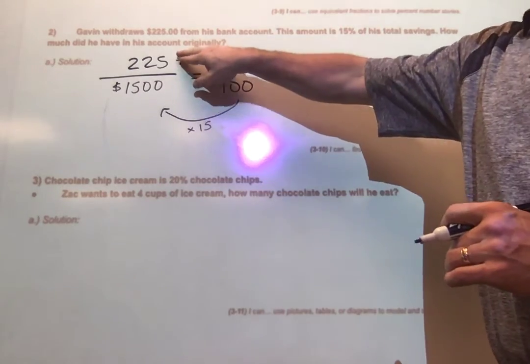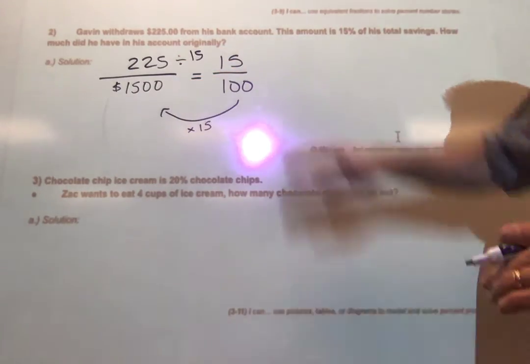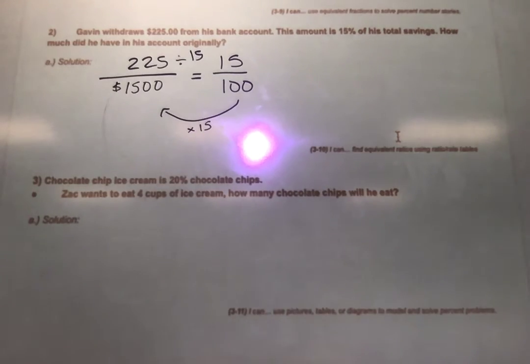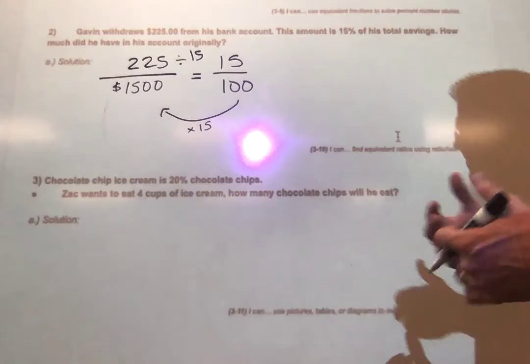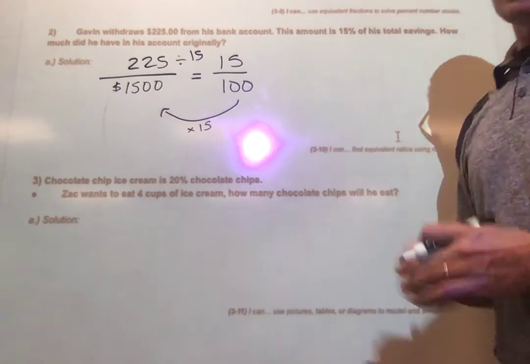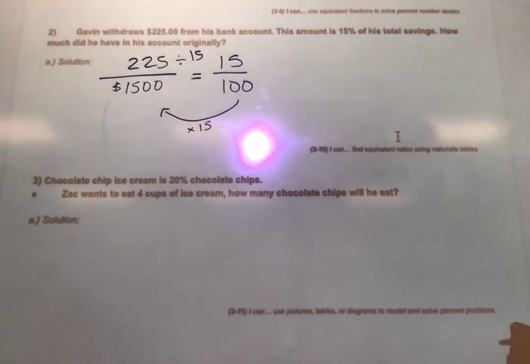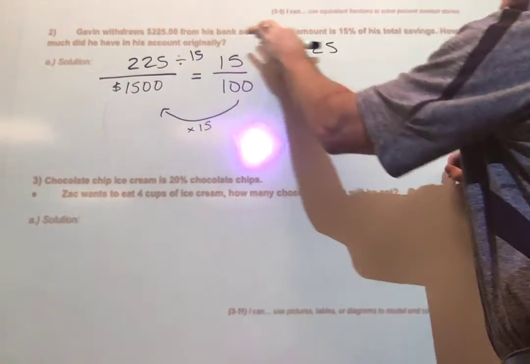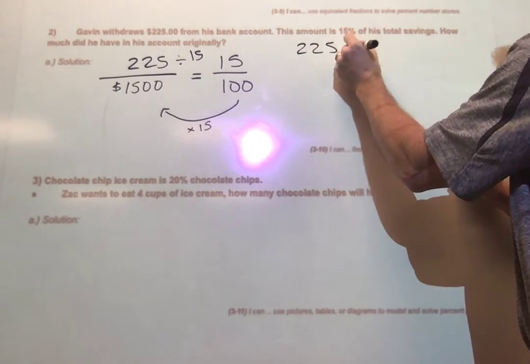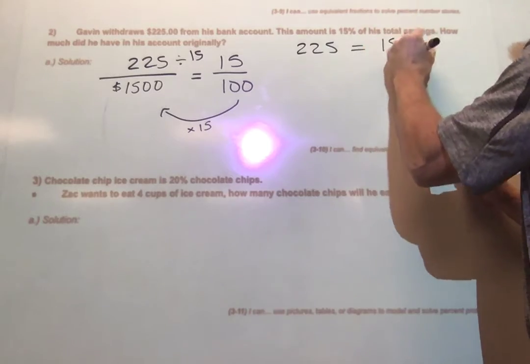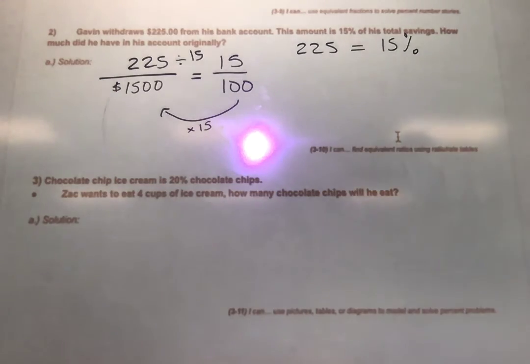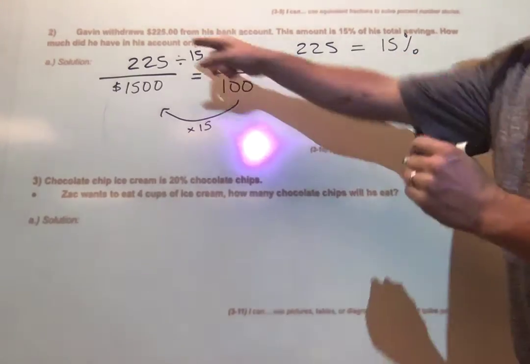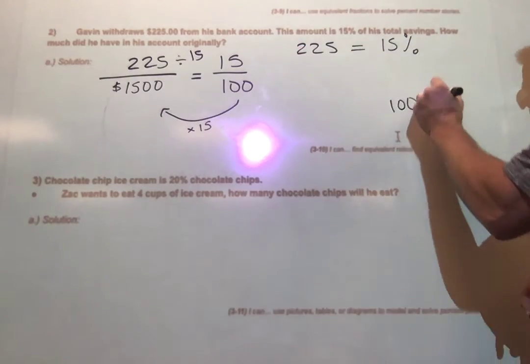He took out 225 out of 1,500, which is 15 out of every 100, or 15% in this case of his total savings. Okay, that way can be a little more confusing sometimes. Another way to think about this is, I like to write it like this. I know 225 is 15% of his total savings. So that is 15%. I know I'm trying to get back to his total account, which would be 100%.